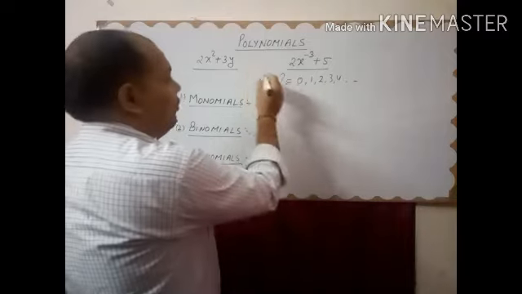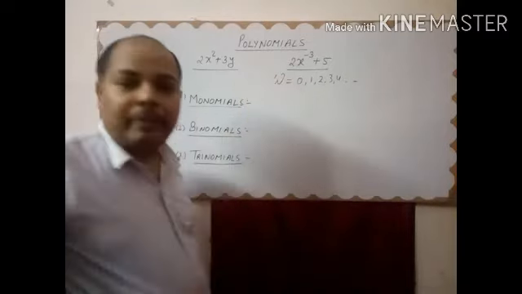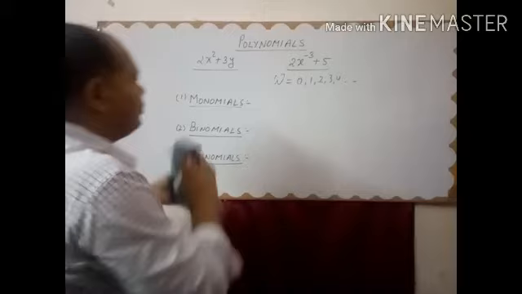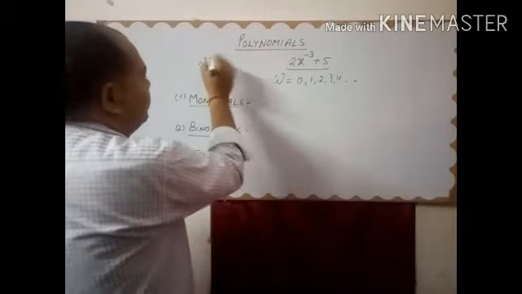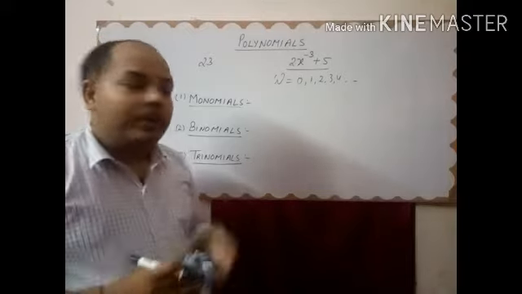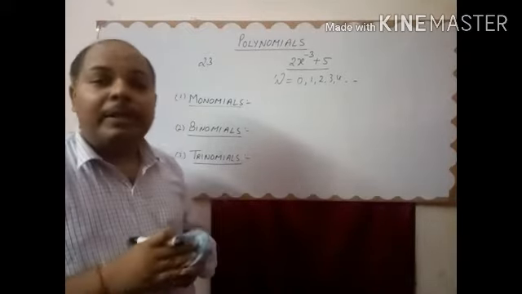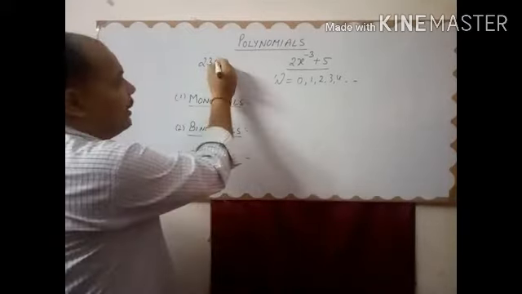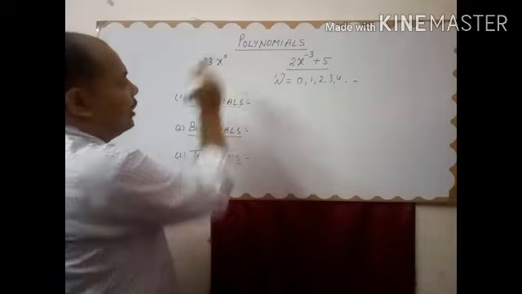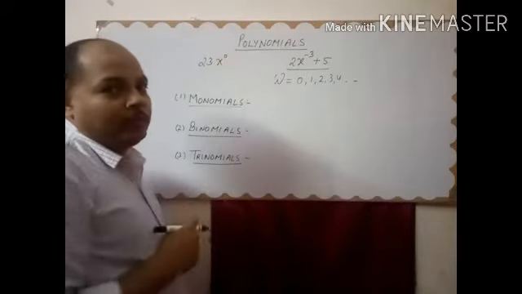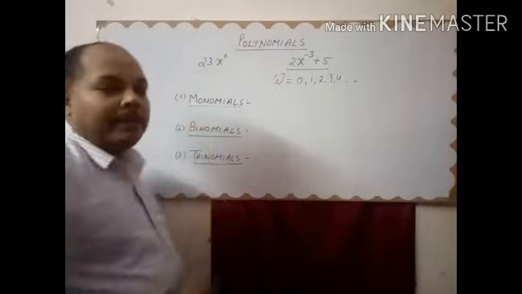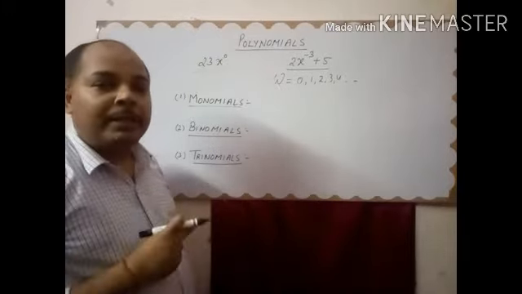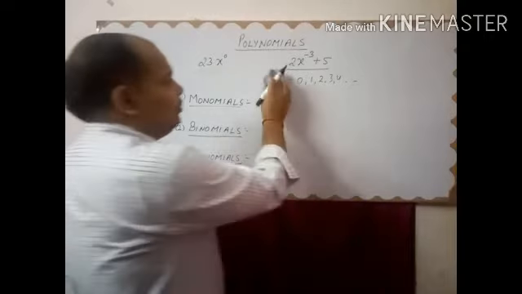See here, if we write 23, suppose, you can say, sir, here no variable is there, but if we take x here, then the value of the exponent of x will be 0. So 0 is a whole number, so it will be a polynomial. It will be a polynomial. Clear?